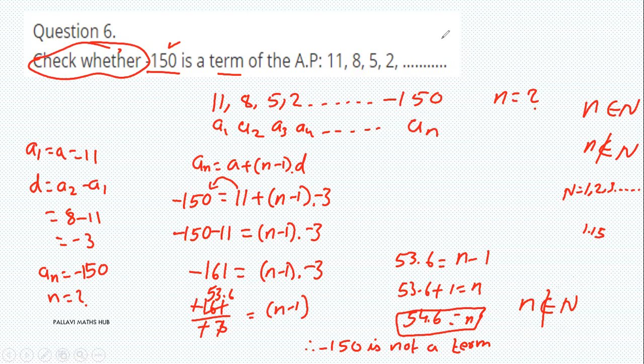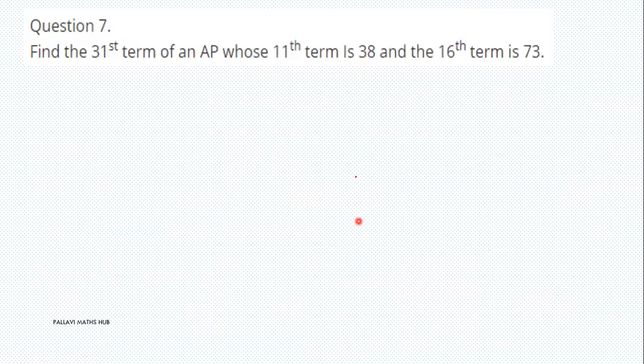Next sum, 7th sum. Find the 31st term of an AP whose 11th term is 38 and 16th term is 73. Find the 31st term.